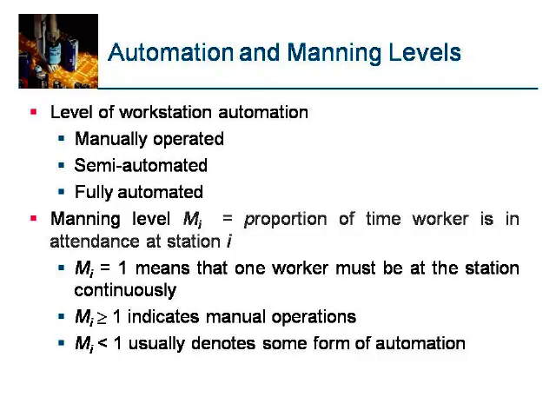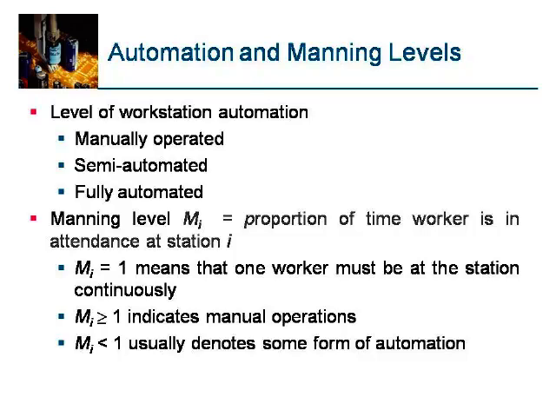Automation and manning levels. Levels of workstation automation: manually operated workstation, semi-automated or fully automated. Manning level Mi is the proportion of time a worker is in attendance at station i. To what extent of time the worker is attending to a machine, Mi, is called the manning level.